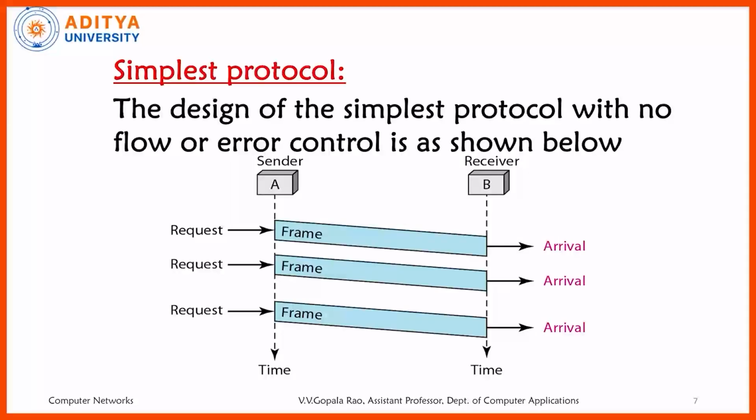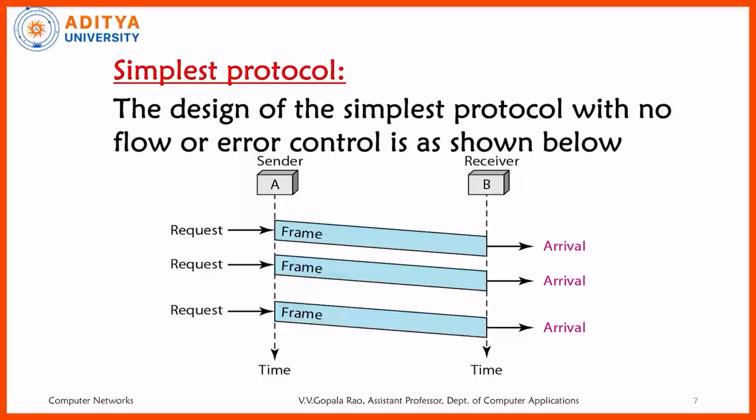For the noiseless channel, as I have shown in the previous slide, there are certain protocols by which you can control the flow. The first protocol is referred to as the simplest protocol. The name itself says that the process we follow in this kind of protocol is very simple. Here you have to focus on the sender and the receiver, because the frame starts from the sender and has to reach the destination, which is called the receiver. So the sender and receiver play a very important role in sending and receiving frames.